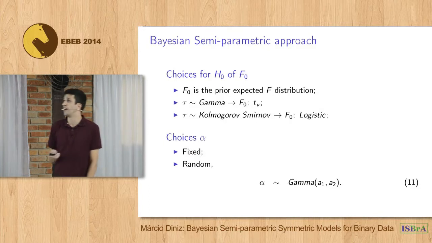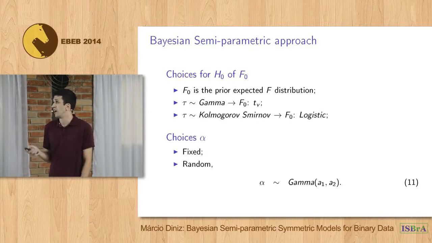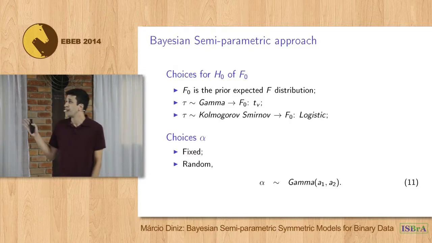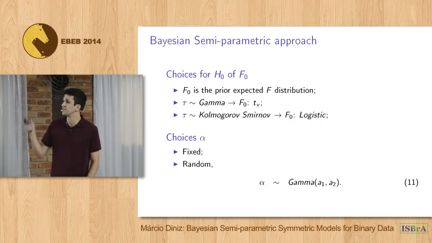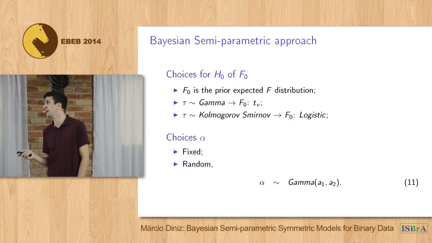Our choice for the H0 distribution depends on the F0 distribution. F0 is the prior expected F distribution, which is our interest. If H0 is gamma, then F0 is Student's t. If H0 is the Kolmogorov-Smirnov distribution, then F0 is the logistic distribution.